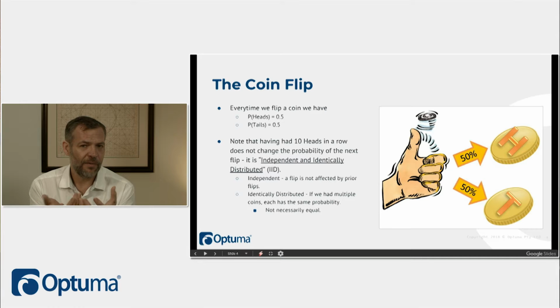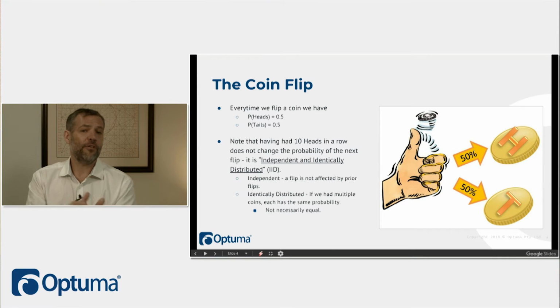these probabilities, if I flipped a coin and got 10 heads in a row, does that mean that I've got a higher probability of getting a tails? No, it doesn't. Each flip of that coin is still independent of what's gone on prior to that. So we call it an independent and identically distributed test. The independent part basically means that the flip is not affected by what happened before.